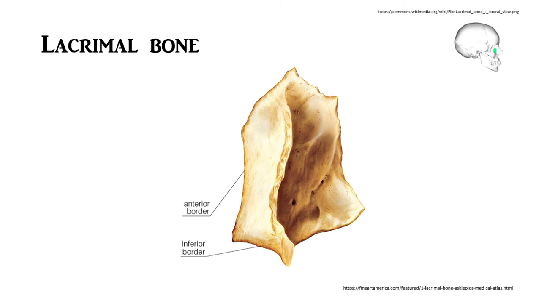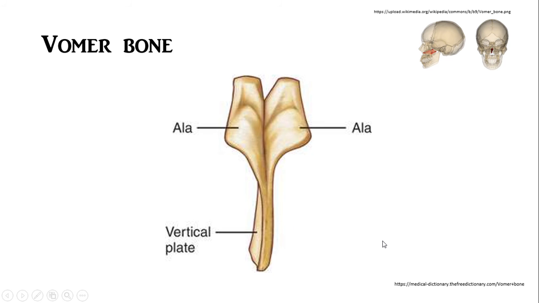Next we have the lacrimal bone. It's posterior to the nasal bone, and just like the nasal bone, it's fairly simple. Here we can see the anterior border, and then the inferior border. Now we have the vomer, which is known as the plow-shaped bone inside the nose. On each side it has an ala, and then it has its vertical plate.